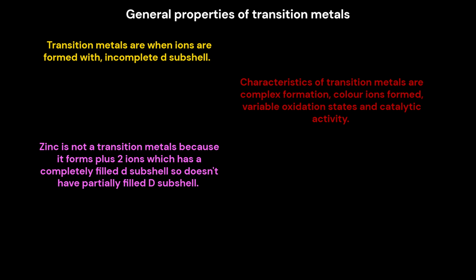Zinc is not a transition metal because it forms +2 ions, which have a completely filled d subshell, so it doesn't have a partially filled d subshell.